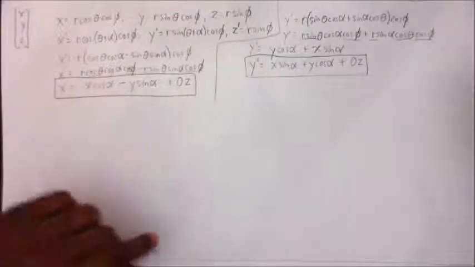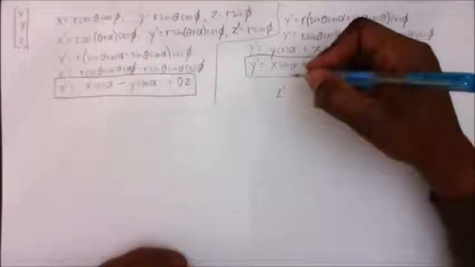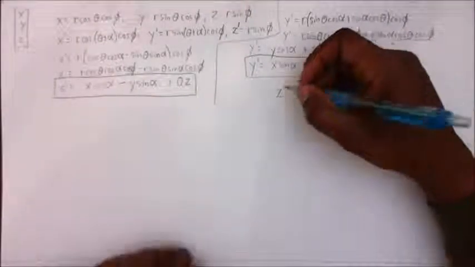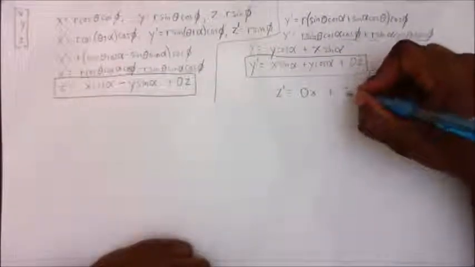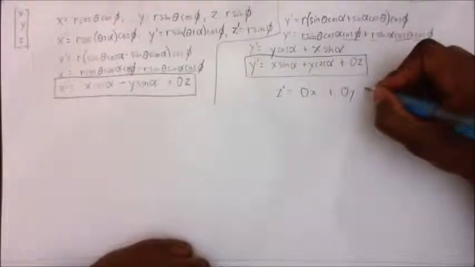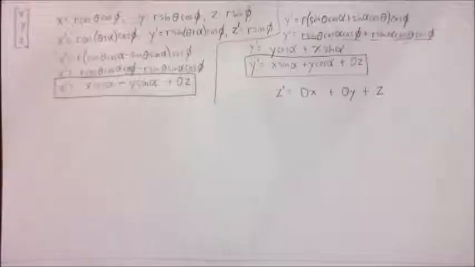We know that z prime hasn't changed, so that's easy. So we can say z prime, and again, since we have to put it in a three-dimensional coordinate, is equal to 0x plus 0y plus z.